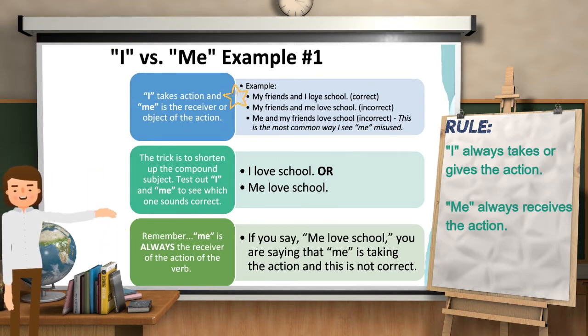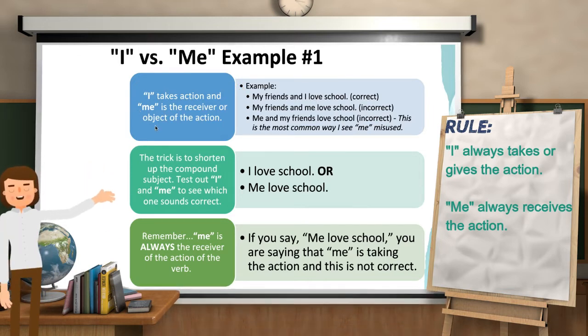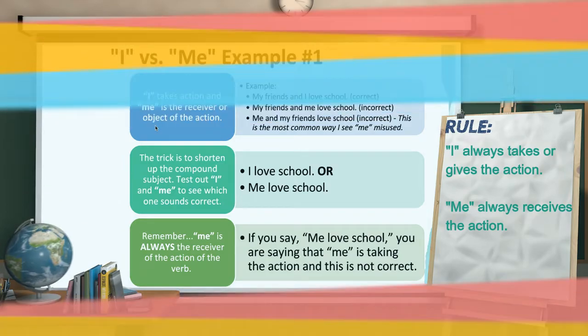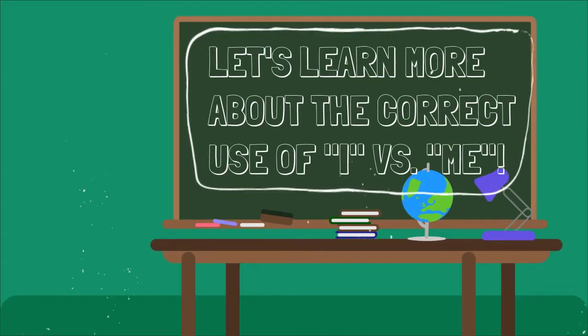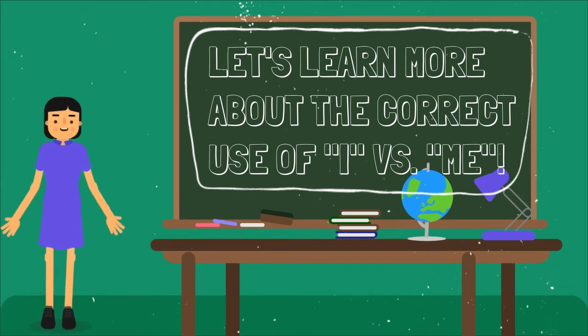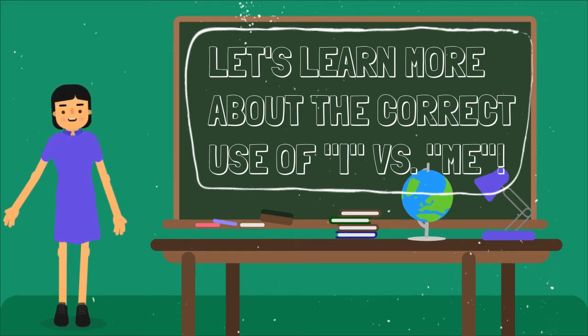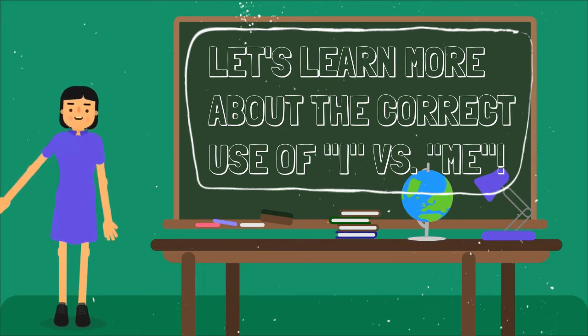So I love, there's the verb, and me always receives the action. Me will always follow the verb. Those were helpful tips for the misuse and proper use of I versus me. Can you share another example?